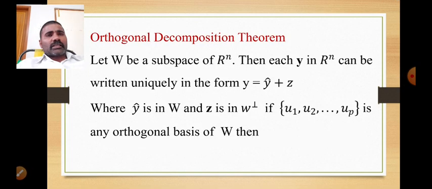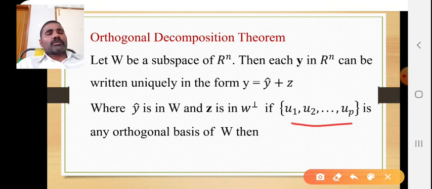Now let us consider, in general, the orthogonal decomposition theorem. That means let W be a subspace of Rn. In the earlier case we took only one vector u in Rn, but now we take a subspace W of Rn which is spanned by orthogonal vectors. Not only one vector, we can take p vectors now. That is, y cap is decomposed as a linear combination of u1, u2, up, and z is orthogonal to all of u1, u2, up. Subspace W is spanned by all these vectors. That's why z is perpendicular to all these vectors.